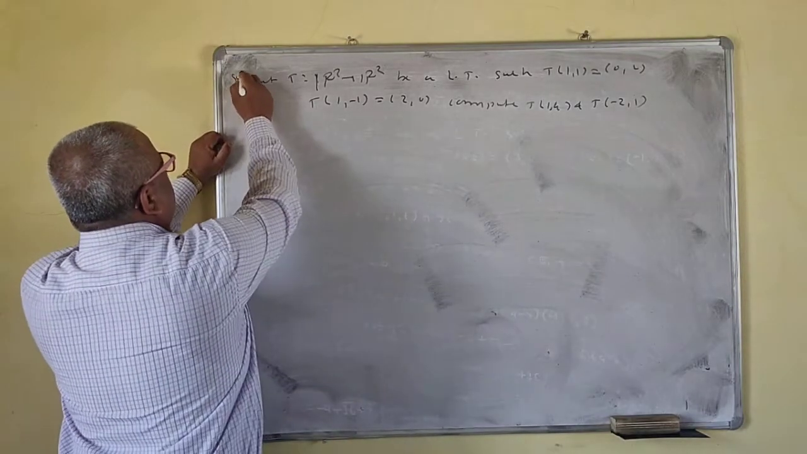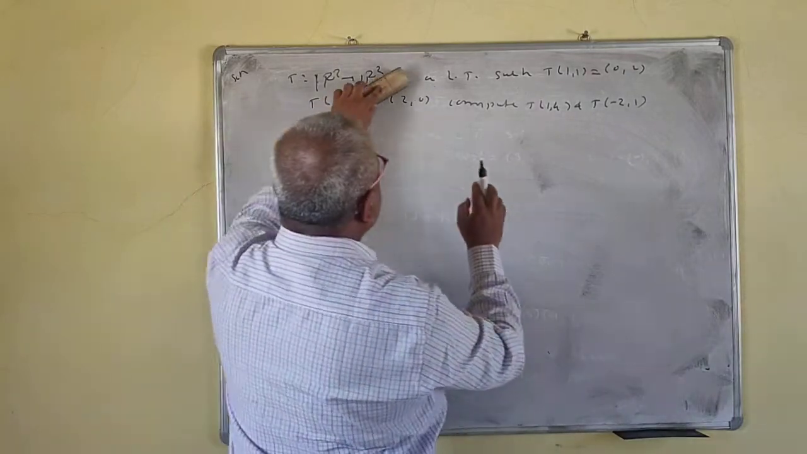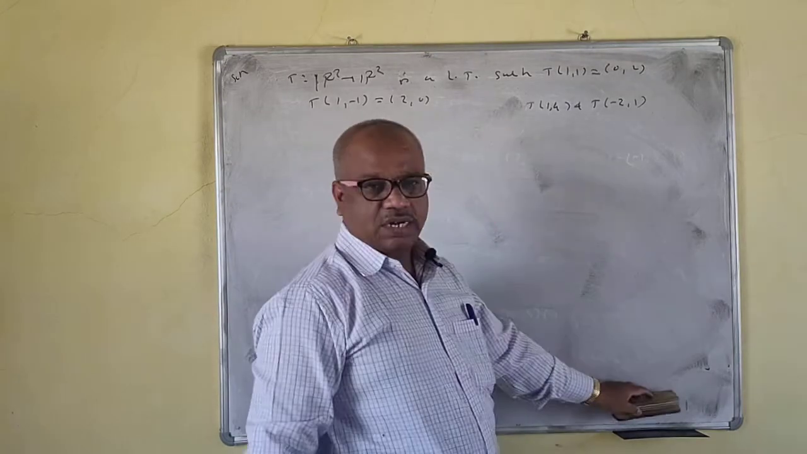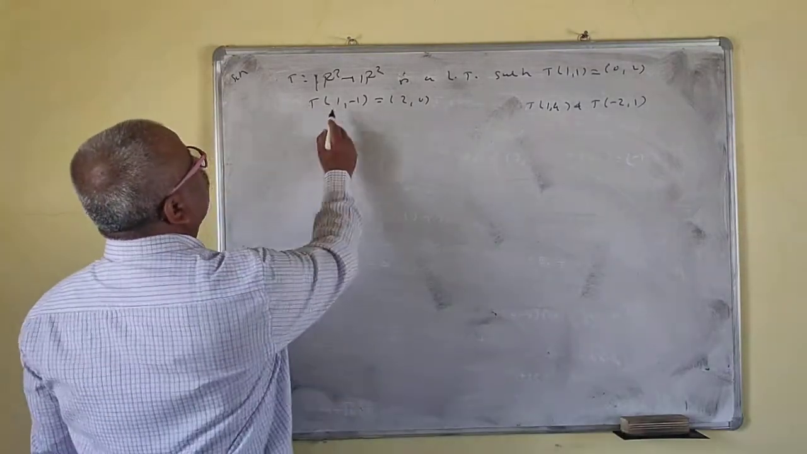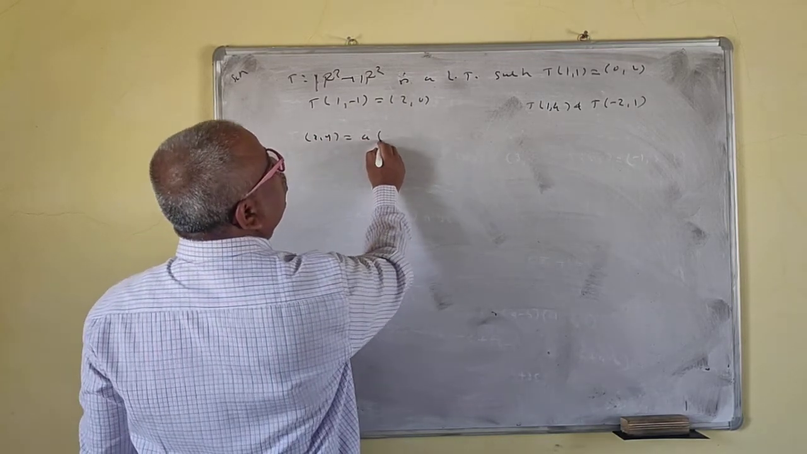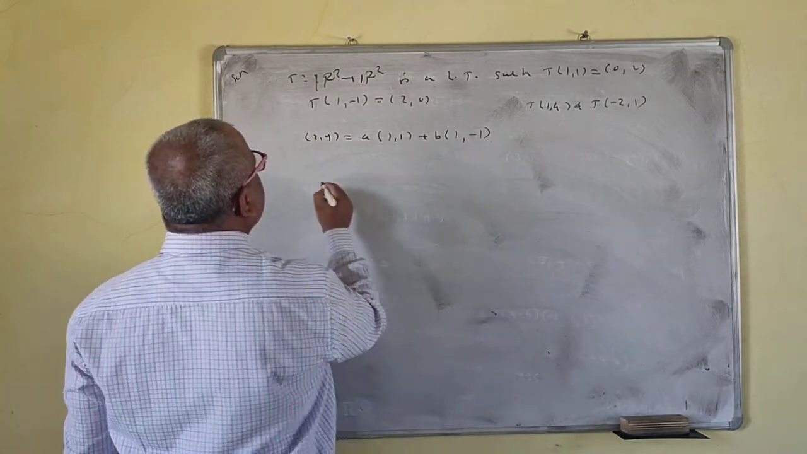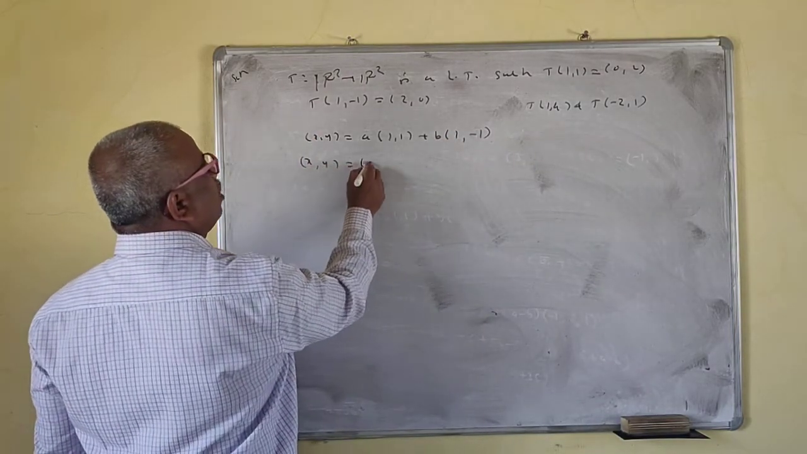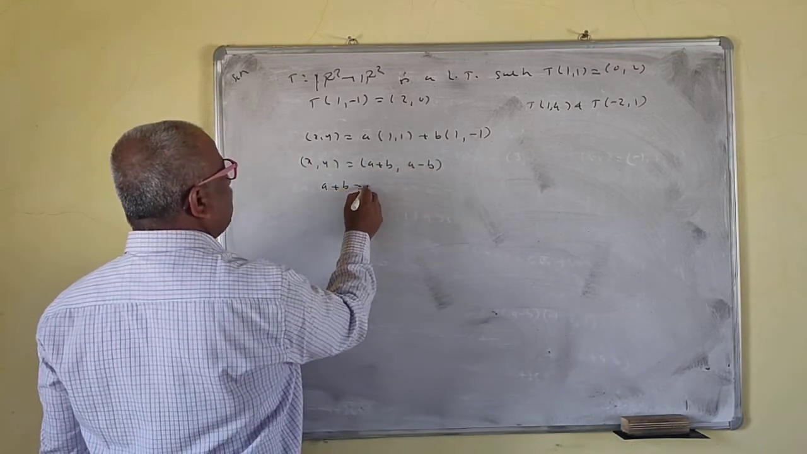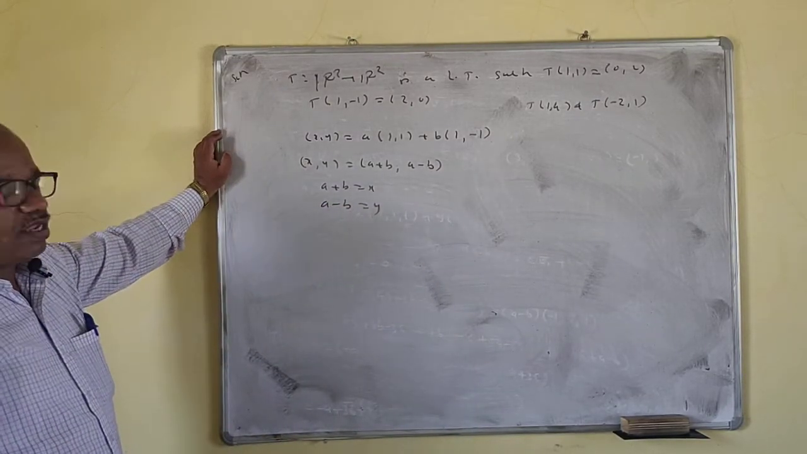Solution. Given that T is a linear transformation such that, this we will compute later on. First we will find a formula. So these are the vectors given to you. Let (x, y) is equal to a into the first vector (1, 1) plus b into the second vector (1, minus 1). So (x, y) is equal to (a plus b, a minus b). So a plus b is equal to x, a minus b is equal to y. We find the values of a and b in terms of x and y.